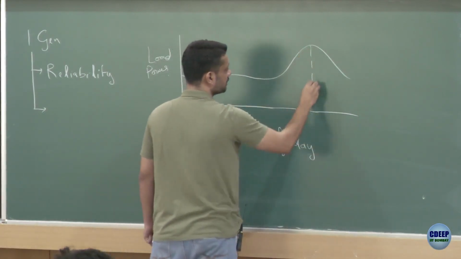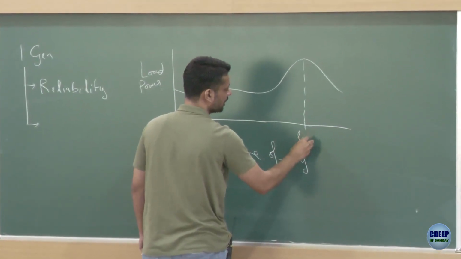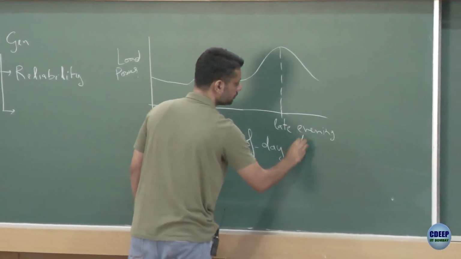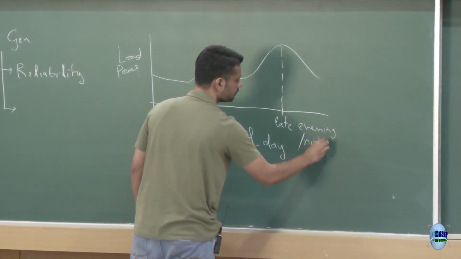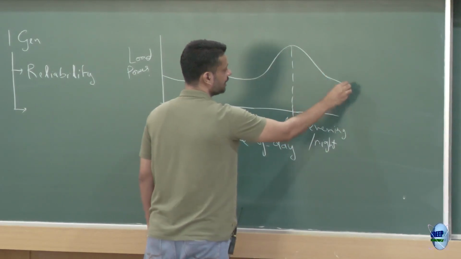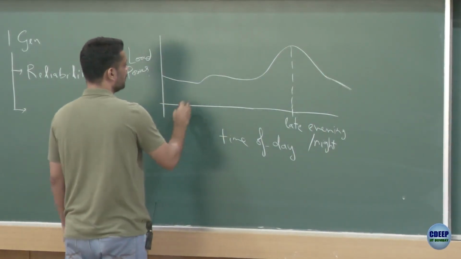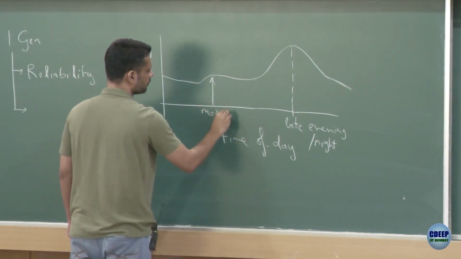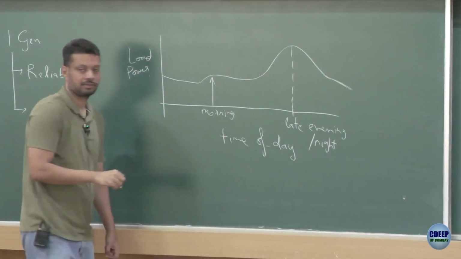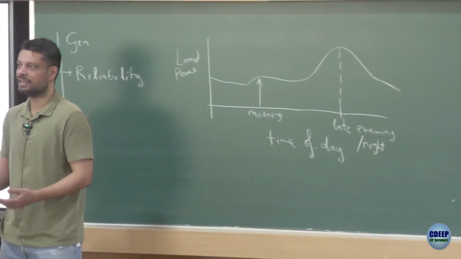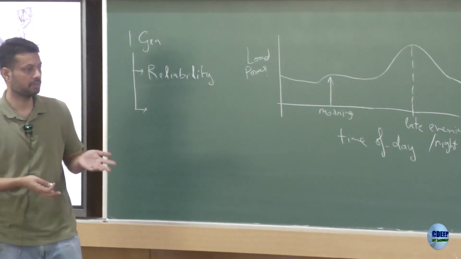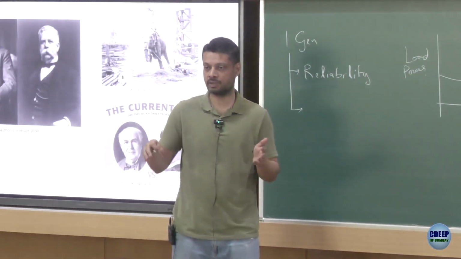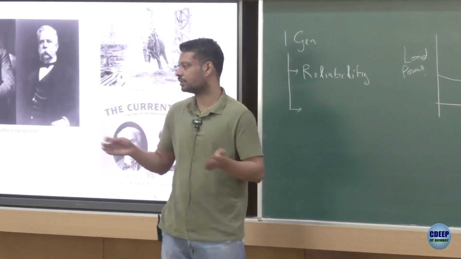So this is, let's assume, late evening or night. This is of course late night, again power requirement goes down, and maybe this is morning and so on, right. So if you consider any load, load in campus, anywhere, any small region, any city, load will fluctuate, right. The load requirement will fluctuate throughout the day, it will keep varying.